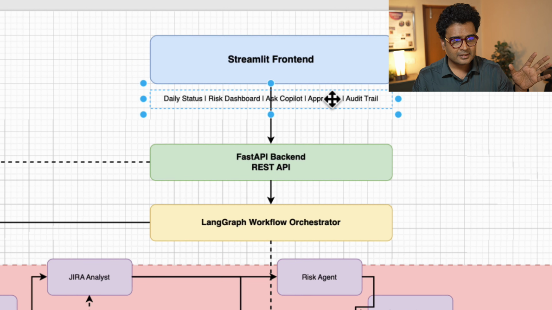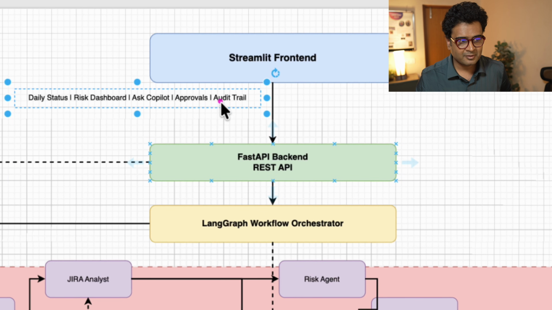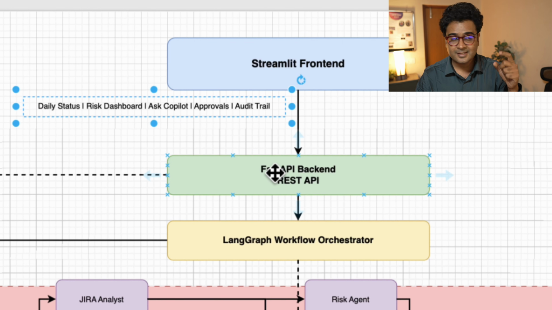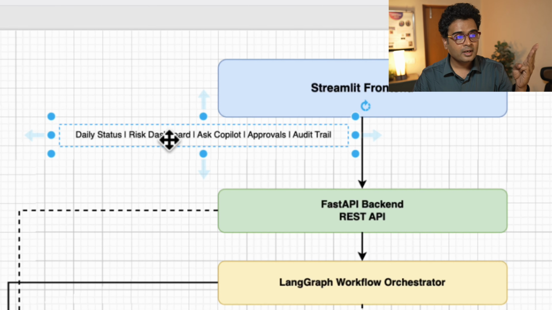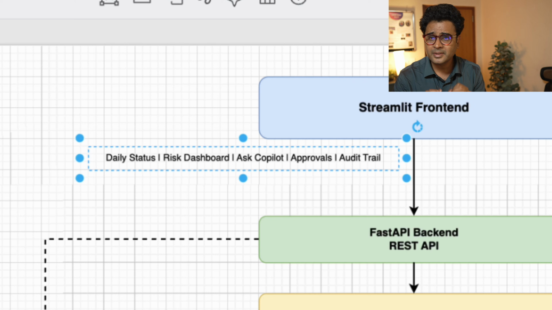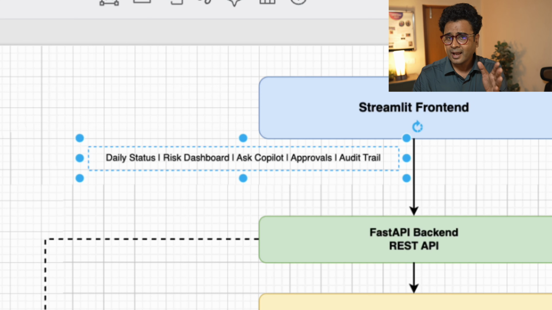Here in this functional UI, we have created various tabs: daily status, risk dashboard, ask copilot, approvals, and the audit trail. So this tells you something very important. Enterprises don't care about chat. They care about visibility and having control. So the UI you would be seeing when you build this enterprise system is not here for chat purposes. It's basically for decision oversight.